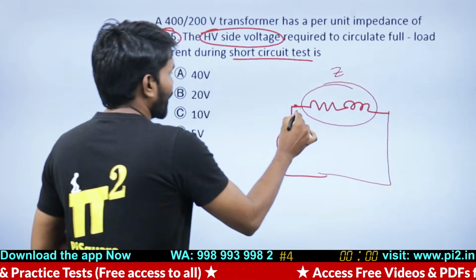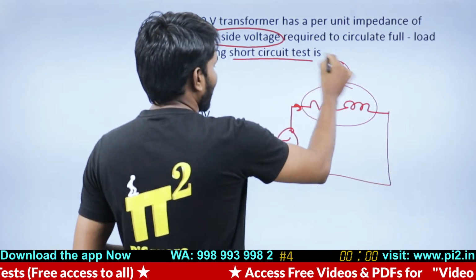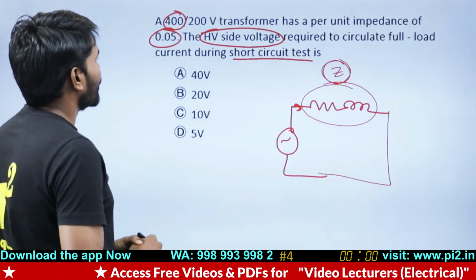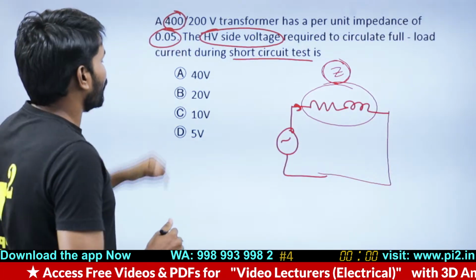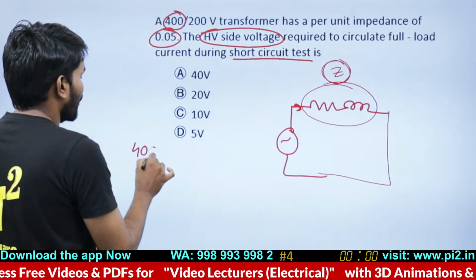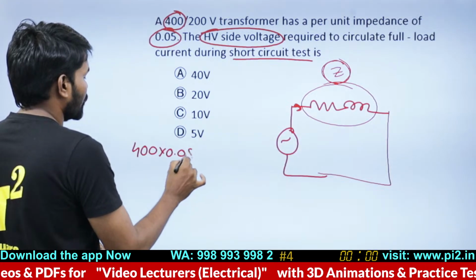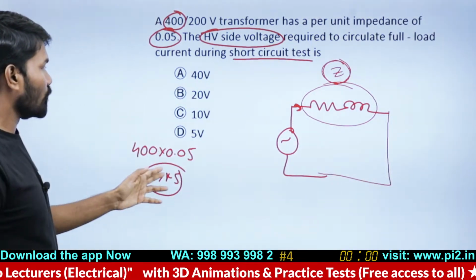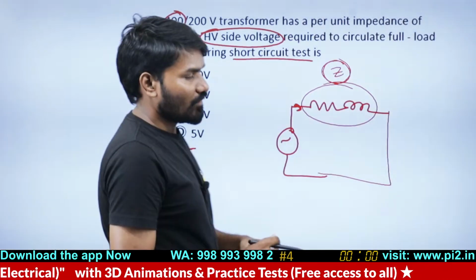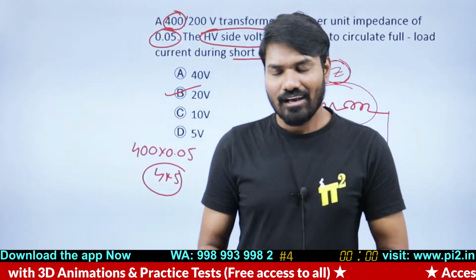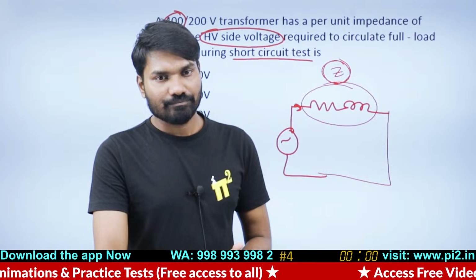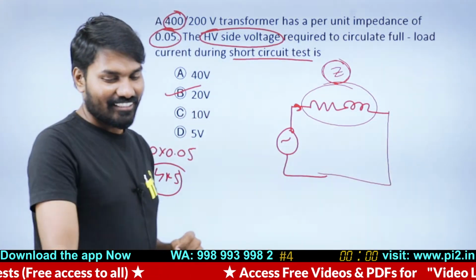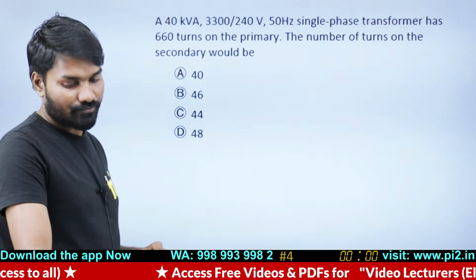So to drive the rated current, the only opposition is the impedance. So 400 into 0.05. Simply 4 into 5, because two decimals, two zeros gone, the answer is 20. So if you know the concept, answering it is pretty easy, right? Not too much mathematics here. Anyways, next question.